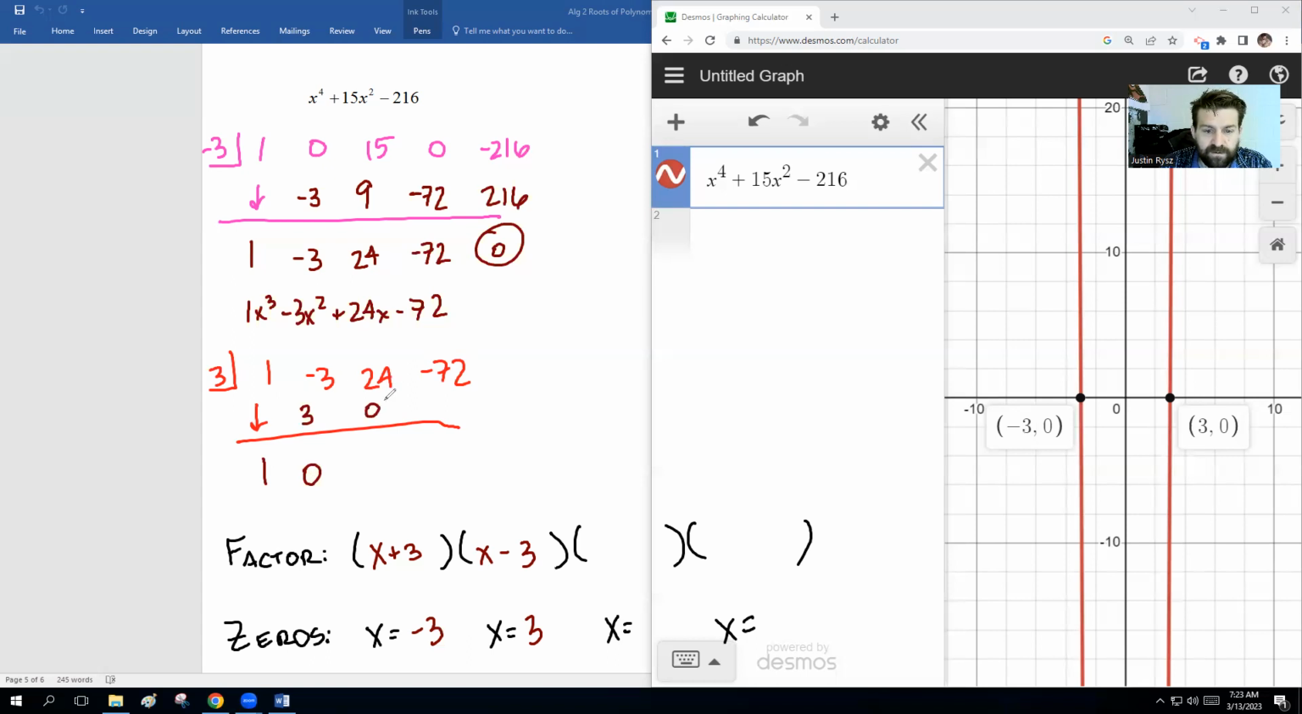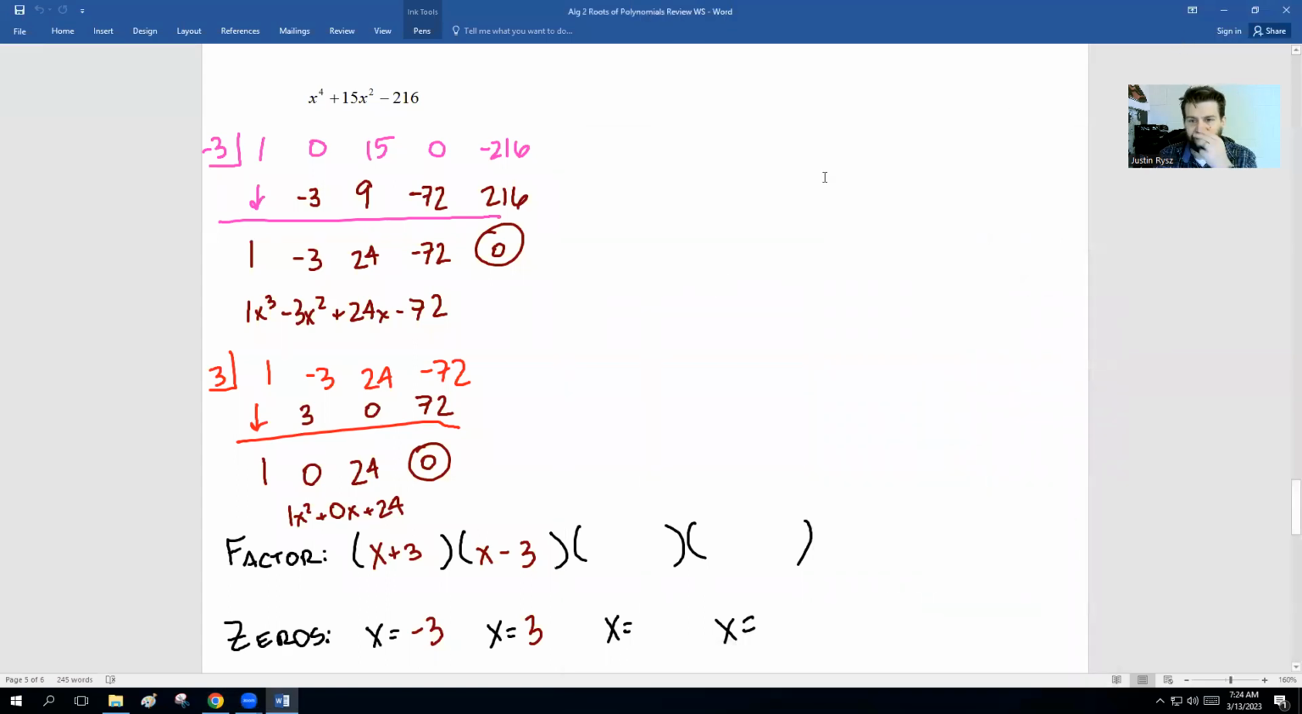0 times 3 is 0. We add that to 24, we get 24. And 24 times 3 is 72. We add that to negative 72, we get 0 remaining. So this broke down to a 1x squared plus 0x plus 24. Kind of like having those 0x's makes it kind of nice. Less complicated to do some things.